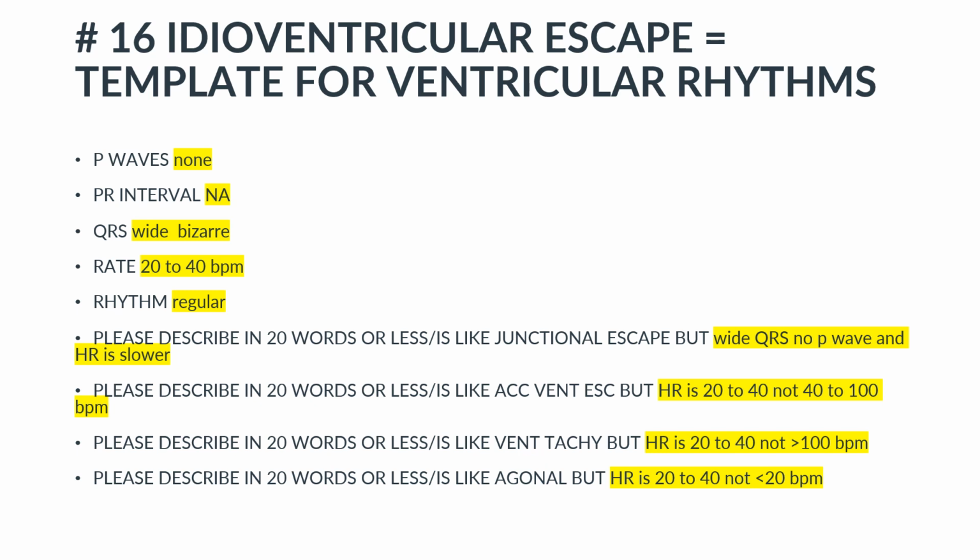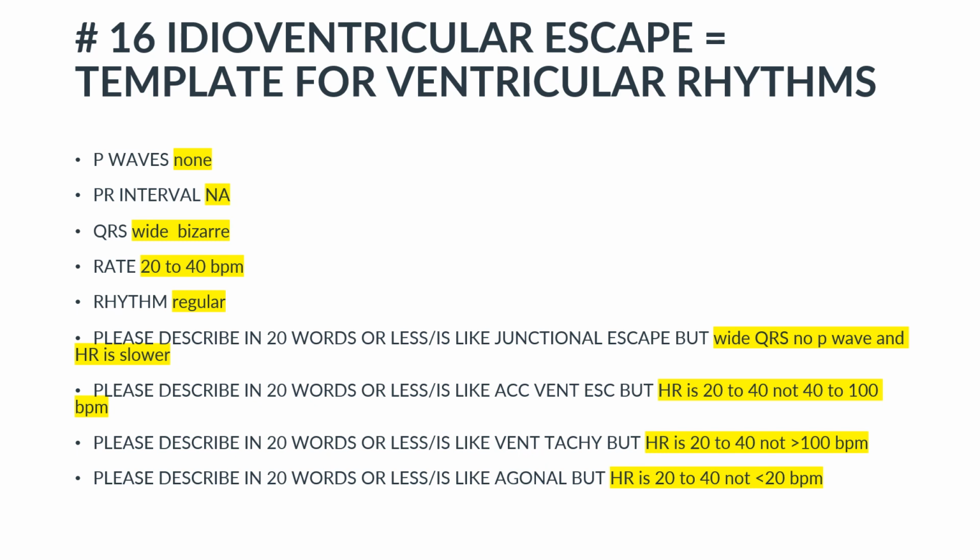So for your idioventricular rhythms, once again, you're not going to have any P waves. Why? Because if the atria were working, we wouldn't be having a ventricular rhythm. We would have an atrial rhythm. Or if the SA node was working, we'd have a sinus rhythm. If the junctional node was working, we'd have a junctional rhythm. So you only get these idioventricular escapes when the higher pacemakers have failed.